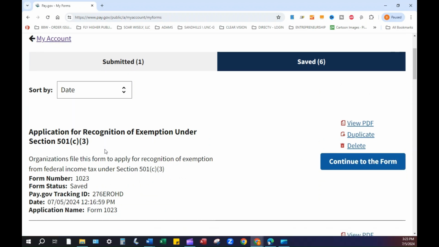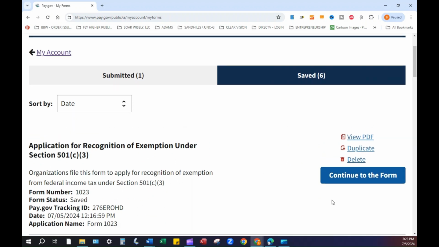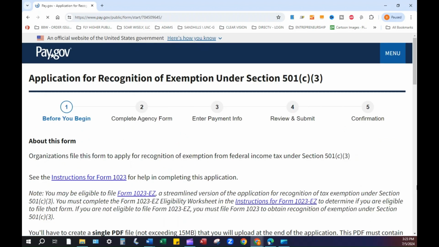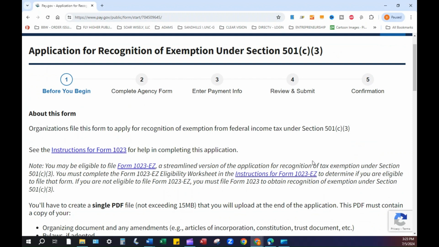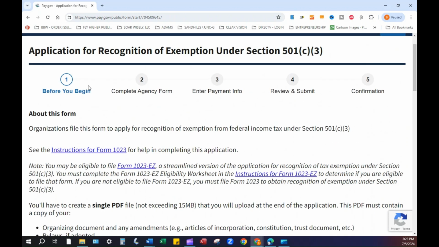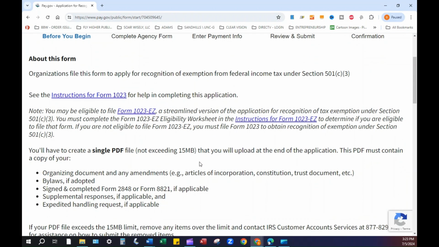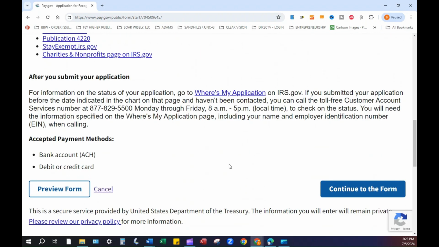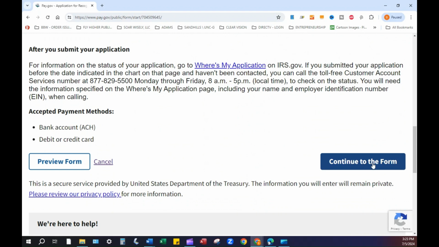I happen to know that this one is the one that I'm working with for my videos as an example. So we are going to click on that, and it is Pretty Paws Foundation. Again, it's a made up foundation. Not going to read any of this. Again, we're just getting logged in. Scroll all the way down, and we will click continue to the form.